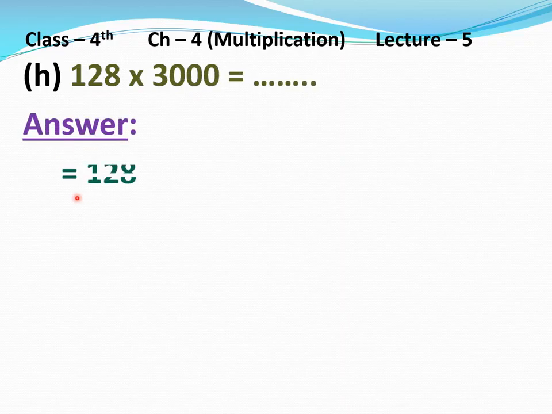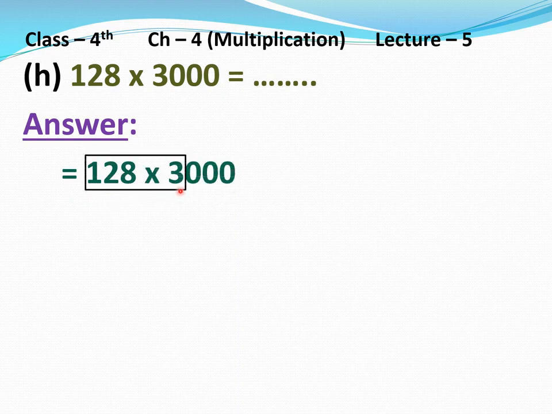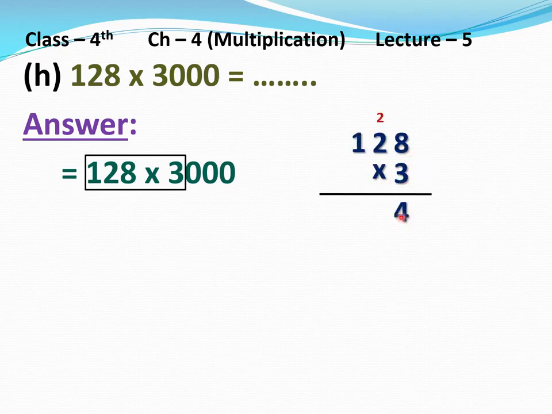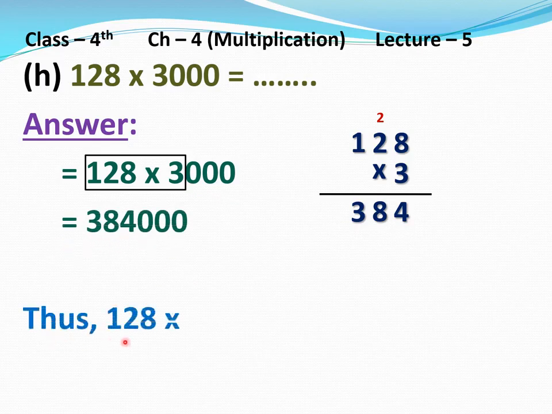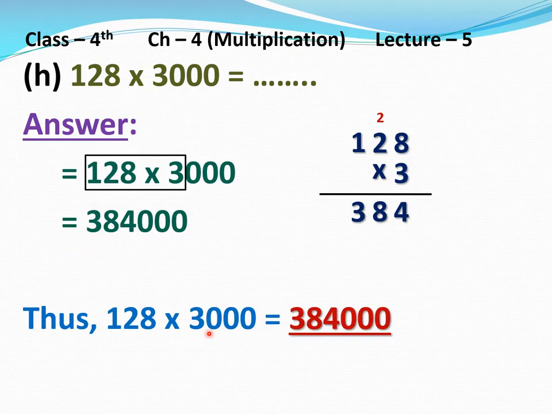Answer equal to 128 multiply 3000. First multiply 128 by 3 and then place 3 zeros to the right side of the product. So multiply 128 multiply 3. See, 3 8s are 24, write 4 here and 2 carry. 3 2s are 6 plus 2, 8, write 8 here. 3 1s are 3, write 3 here. 128 multiply 3 equal to 384 and then place 3 zeros to the right side of the product. So write down equal to 3,84,000. Write down, thus 128 multiply 3000 equal to 3,84,000. Okay.